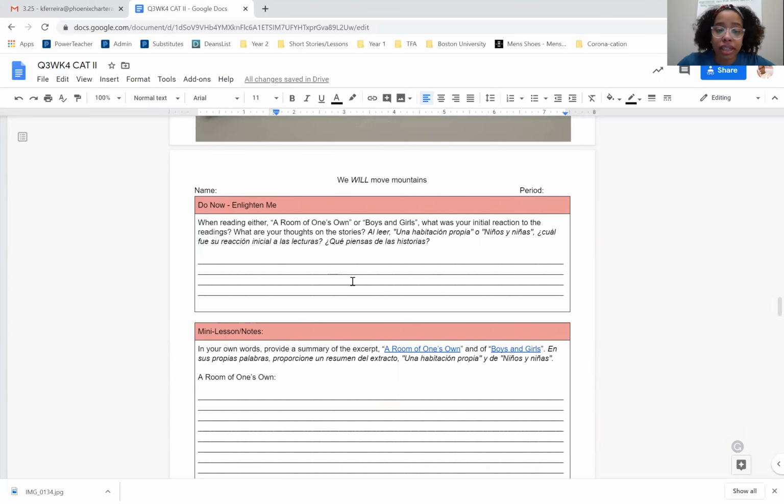So, your day now. When reading either A Room of One's Own or Boys and Girls, I want to know, what was your initial reaction to the readings? What were your thoughts on the stories? I just want to know what you thought initially, just reading the stories. Like, what's the first thing that popped into your head? Okay? Take a moment, answer that question.